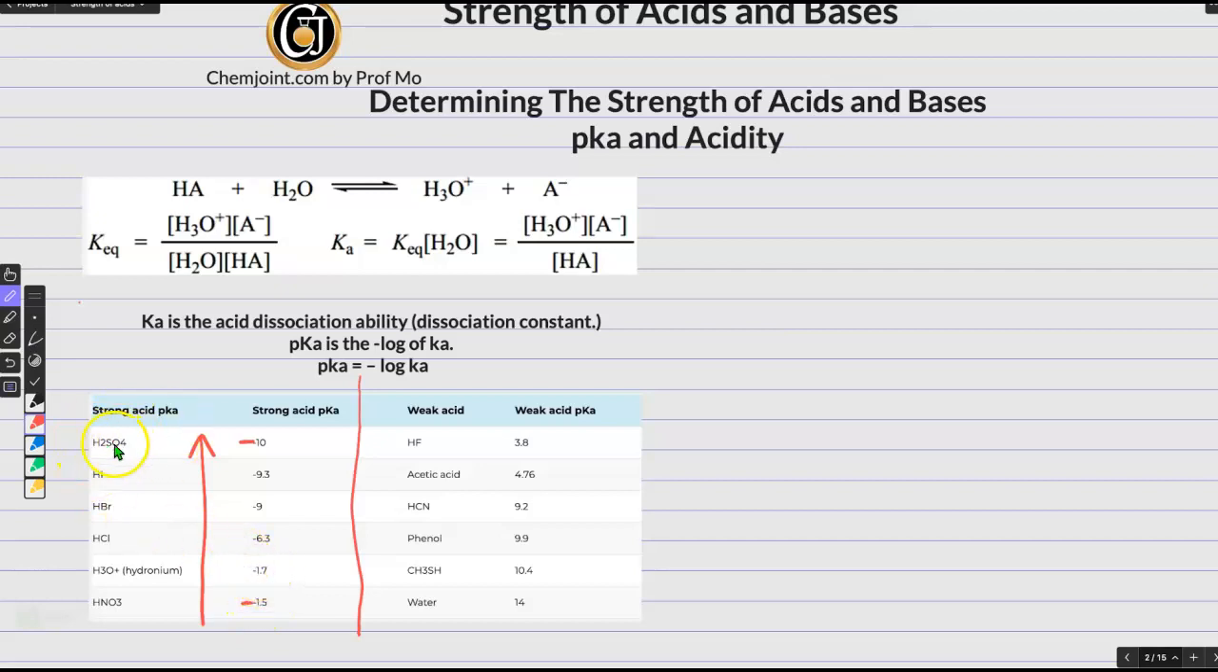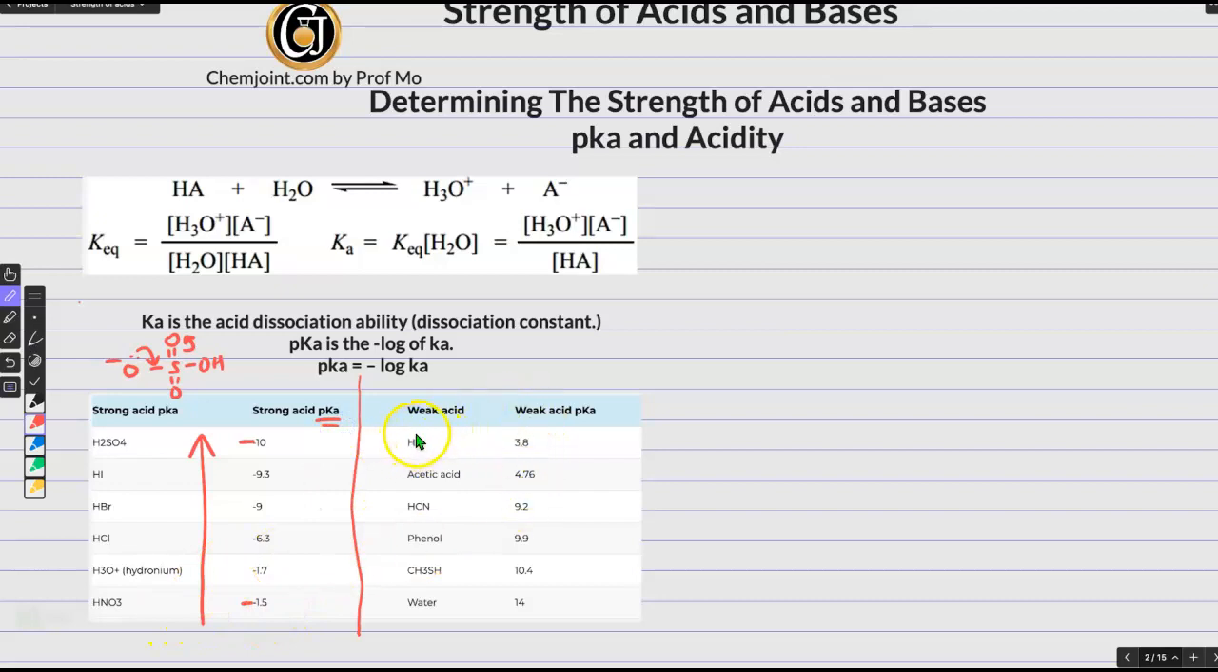There are factors that make sulfuric acid more acidic. It's because once it loses a hydrogen, it's going to be very resonance stabilized. You can draw resonances. We talked about those factors in a different lesson, and other reasons that make it more acidic. So the more negative the pKa, the stronger the acid will be.